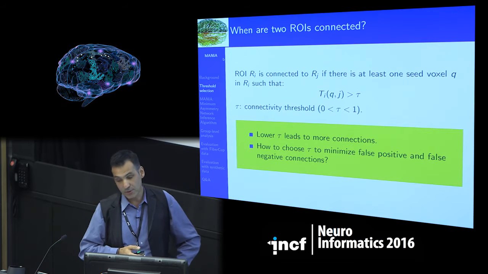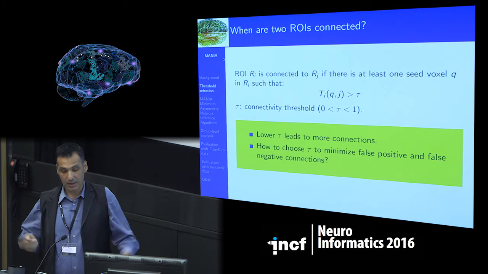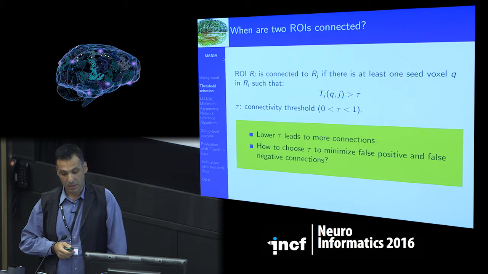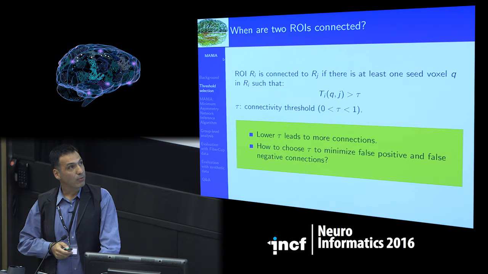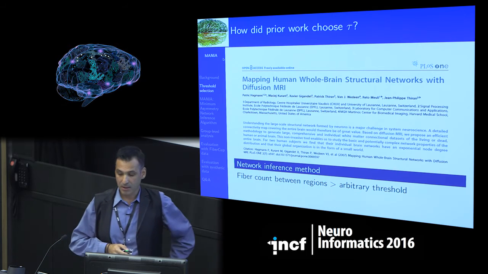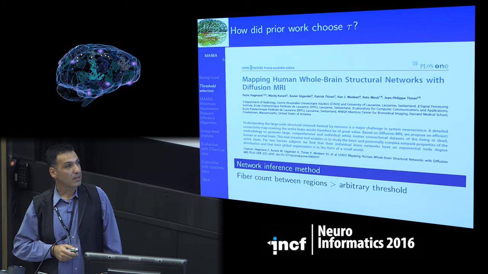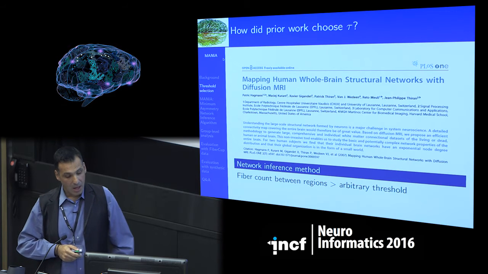Of course, how you choose the threshold can make a big difference and can significantly change your qualitative and quantitative results. You can have false positives, false negatives, depending on the value of tau, this threshold. So let's take a look at the prior work in this space. How have different studies chosen this threshold?